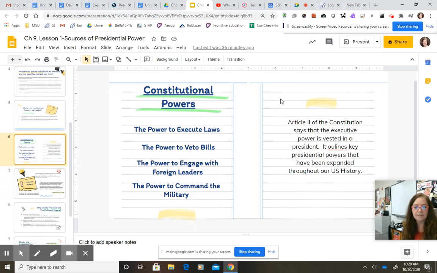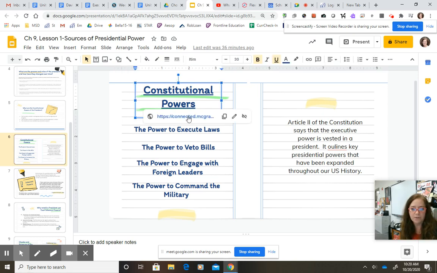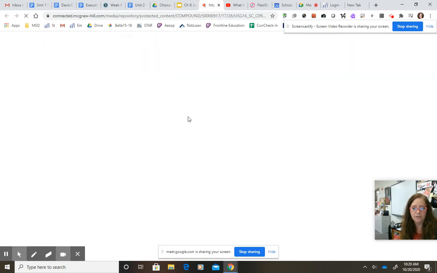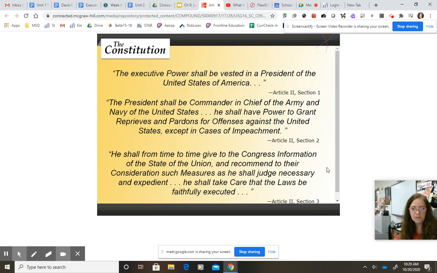So the constitutional powers that Article 2 of the Constitution gives our president, and I'll just bring this up just so you guys can see it, is that the executive power shall be vested in the President of the United States, meaning that he is the head of the executive branch. The President shall be Commander-in-Chief of the Army and Navy of the United States. Remember, there was no Air Force at that time and no Marines at that time.